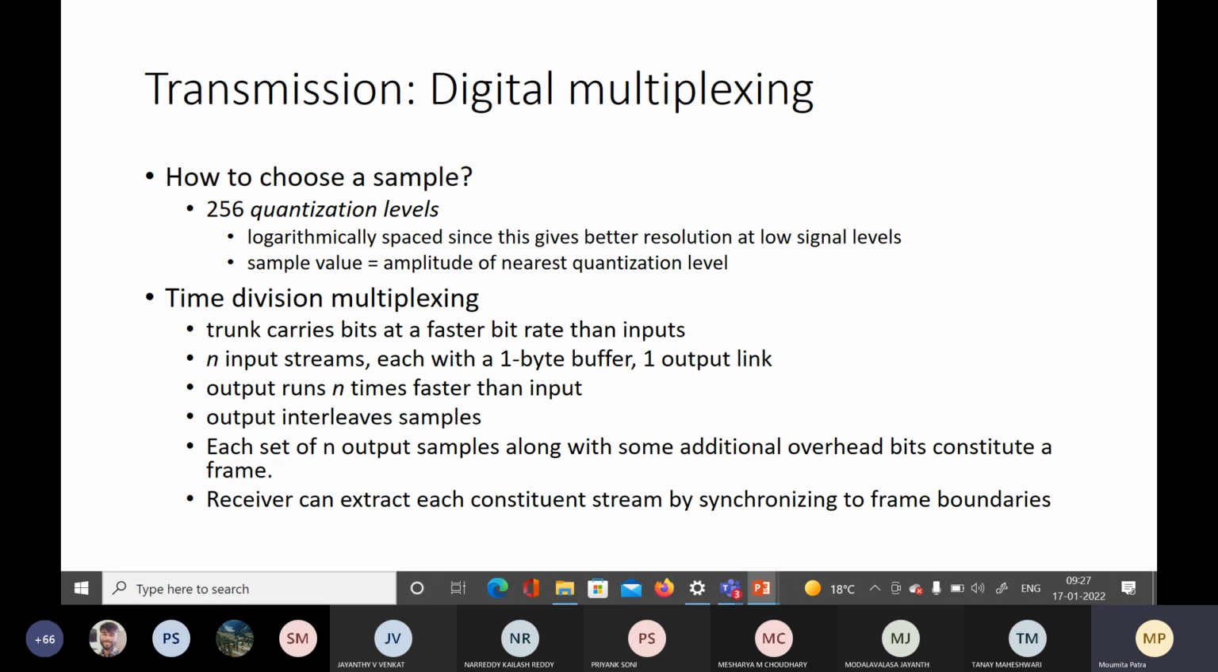Now the question is, how should I choose samples? Samples are chosen with the help of quantization levels. So we can have 256 quantization levels. What are these quantization levels? These are logarithmically spaced, since this gives better resolution at low signal levels. So one sample value is equal to the amplitude of the nearest quantization level.